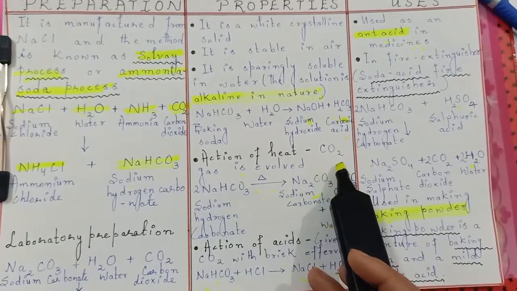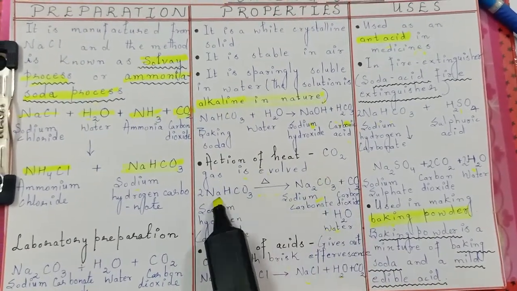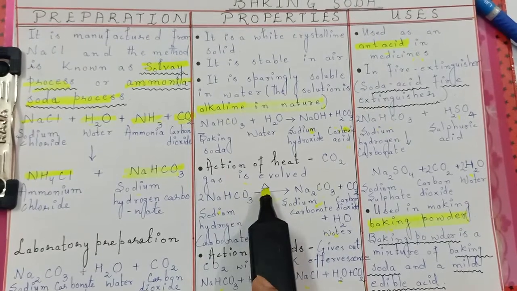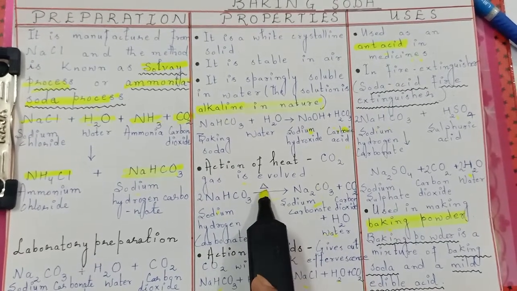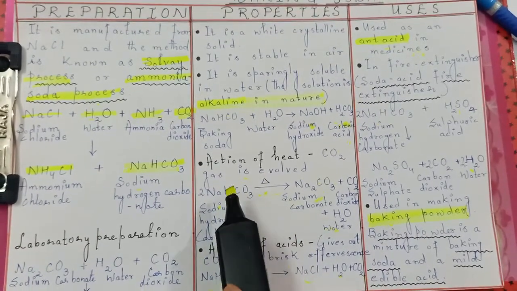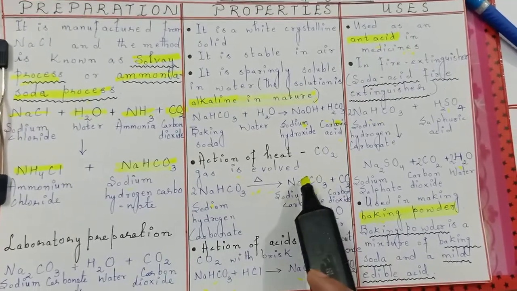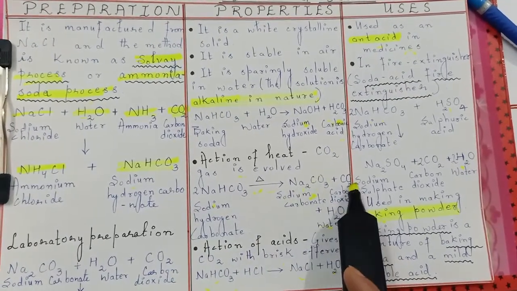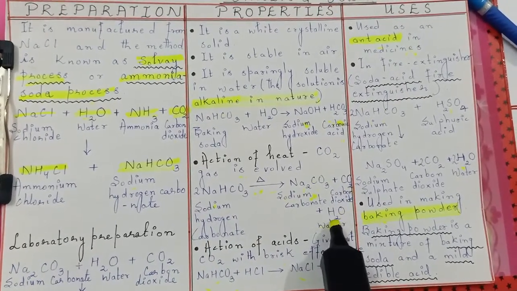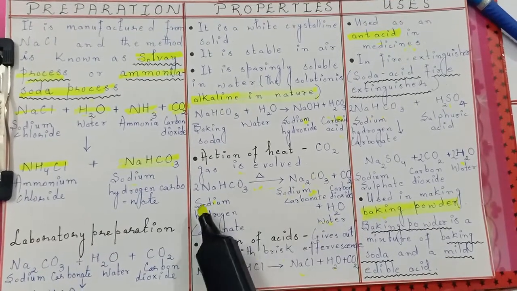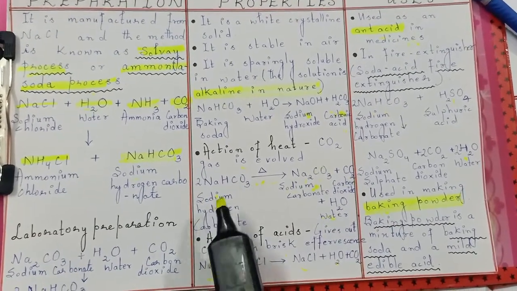Next is the action of heat. When sodium hydrogen carbonate is decomposed by heating, a thermal decomposition process takes place. So we get sodium carbonate, carbon dioxide gas is evolved, and water is also one of the products of this thermal decomposition reaction.